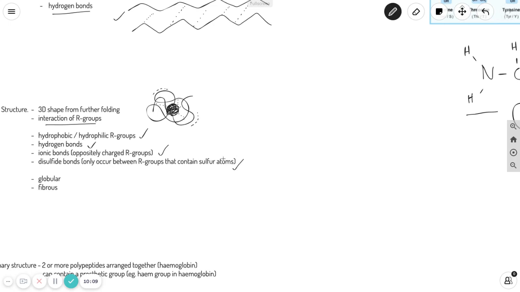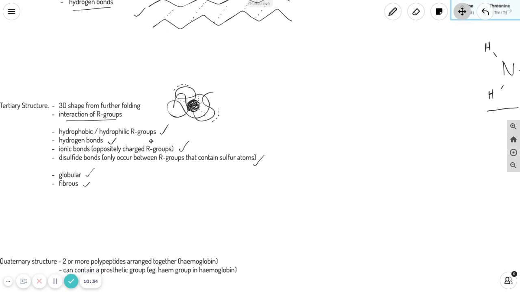So once that happens, you're going to get two very different types of tertiary structure. One is globular, which tends to be hormones and enzymes, and the other one would be your more structural proteins, which are fibrous, like keratin, which is in your hair and nails. And then the last level of structure now. So that's quite a lot of bonds there to remember for the tertiary one.